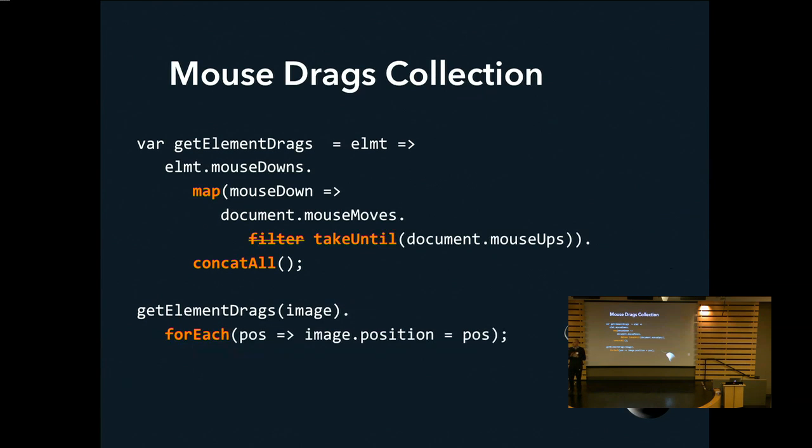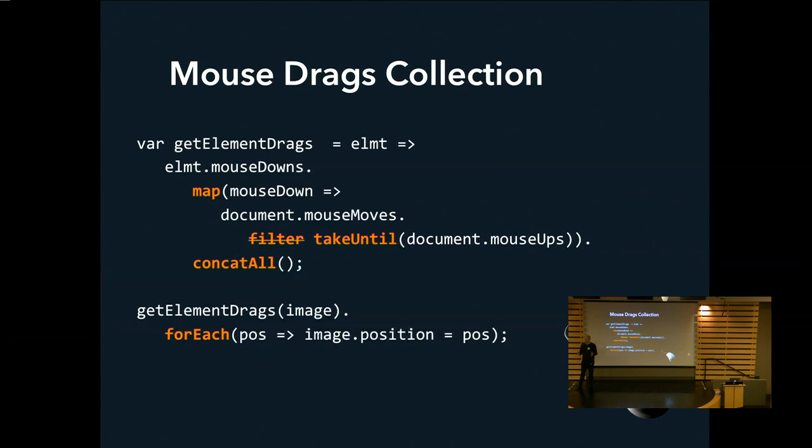So let's imagine that instead of add event listener, remove event listener, every single event on a DOM element was a collection. So what is a mouse drag event? Well, given a DOM element, I am going to map over all of the mouse downs in the mouse down collection from here on to eternity. And for each one of those mouse downs, I will return the mouse moves at the document level.